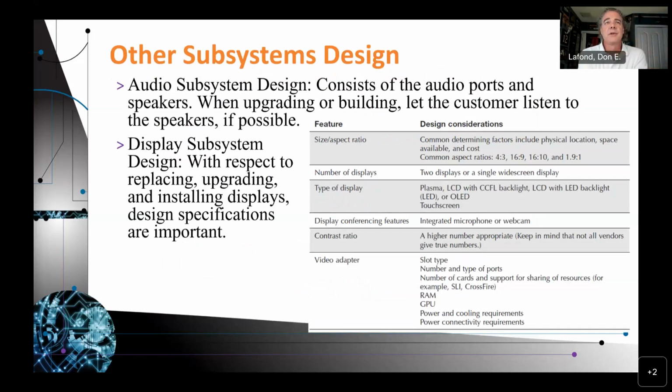Other concerns or considerations, audio. Most audio is built into the motherboard, but you may have a computer where maybe it's old enough it doesn't have sound built into the motherboard, or maybe the sound in the motherboard has gone bad. Instead of replacing the motherboard, you can add a sound card to the computer using a PCI slot or whatever slots are on your computer.